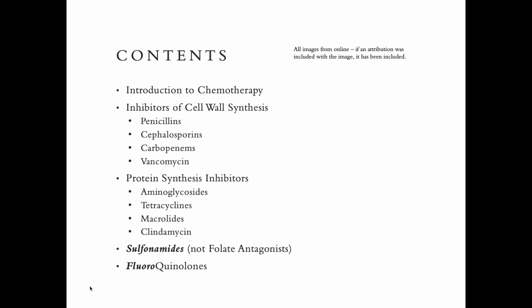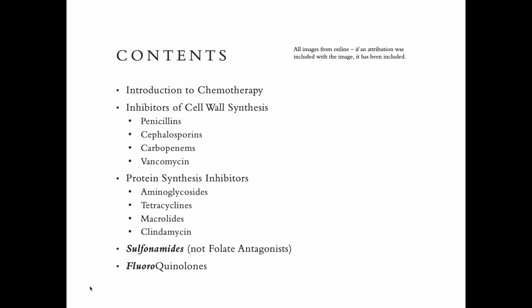There are 4 types of cell wall synthesis inhibitors that we're going to study. Those include penicillins, cephalosporins, carbapenems, and vancomycin. Then there are 4 types of protein synthesis inhibitors that we're going to study this week. Those include the aminoglycosides, tetracyclines, macrolides, and clindamycin.